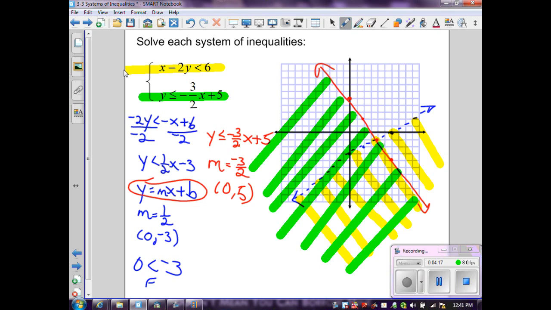But what I want is the solution to this entire system. So where these intersect is the solution to that system. So that is in this checkerboarded area. So the system of equation solutions is this solid shaded area.